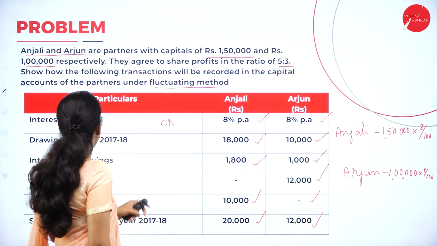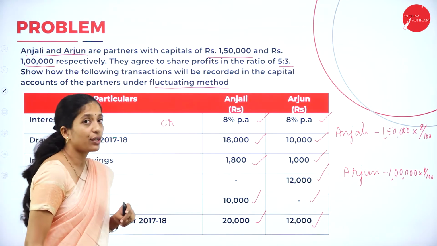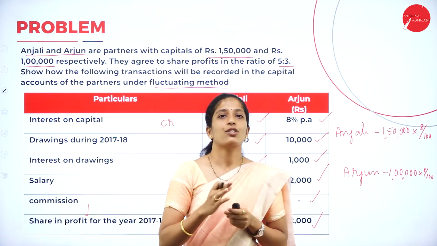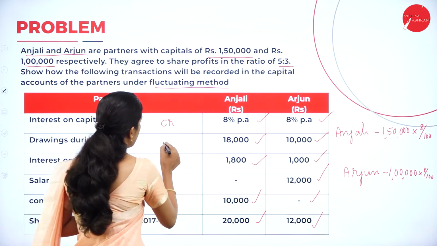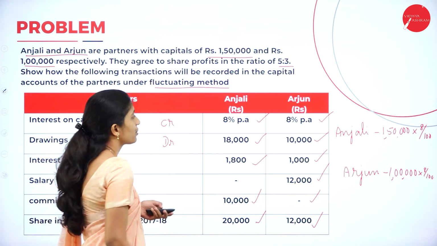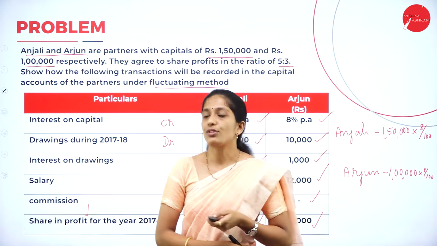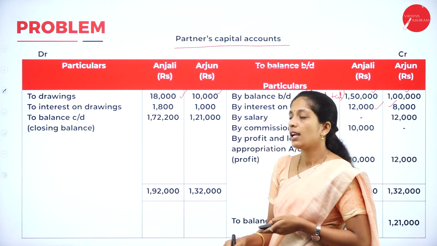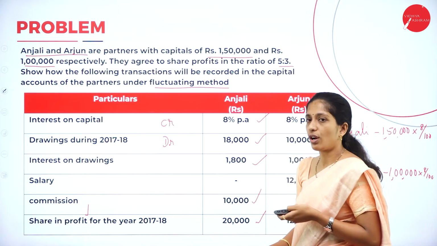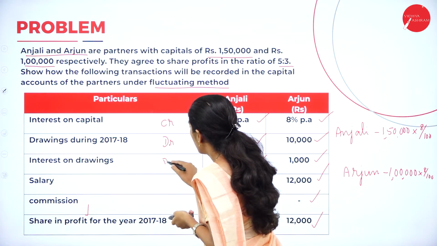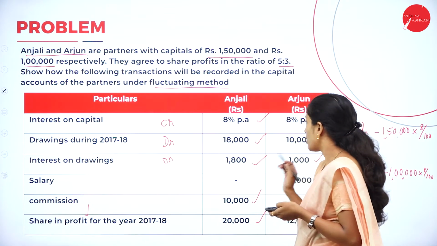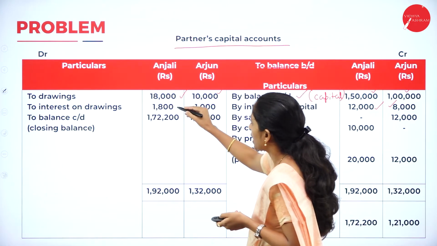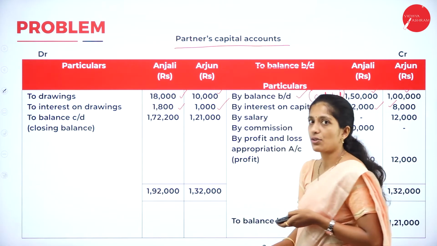Next what they have given? Drawings during 2017-18. So where do we record drawings? So as I told, drawings has to be recorded in the debit side. So how to record? To drawings. How much? 18,000 and 10,000. In the same way, next interest on drawings. So this is also under debit side. So 1,800 and 1,000. So to interest on drawing 1,800 and 1,000.